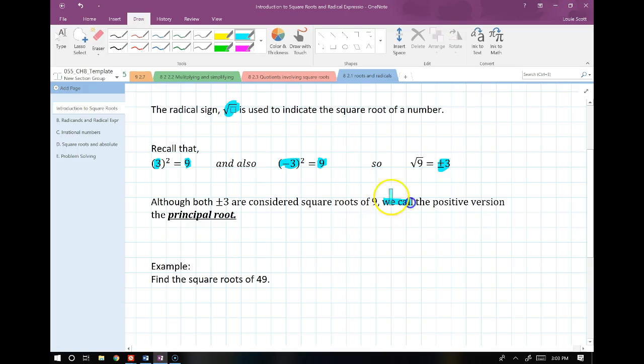Usually when we're talking about the positive version, we're talking about the principal root. And pretty much always when you see a square root sign and just a plain number, like the root of 49, I'm pretty much always talking about the positive version of this, unless I say it's the negative version, or unless I have a negative sign out front.